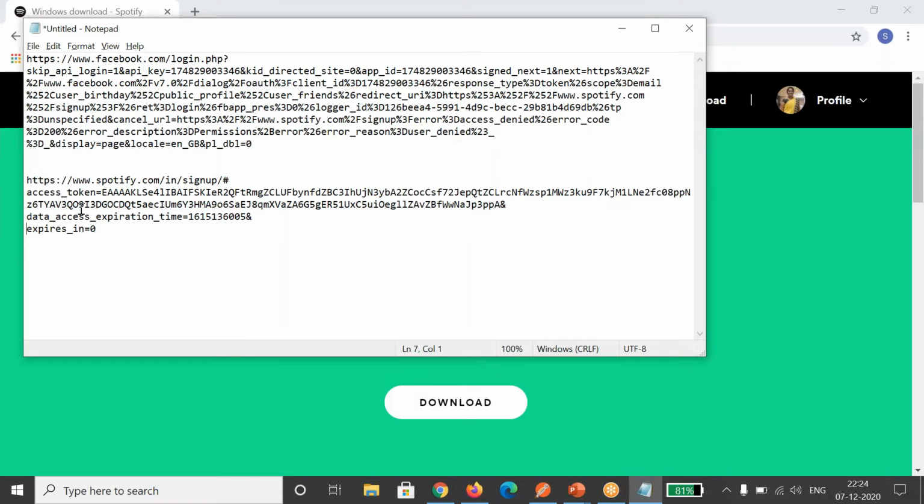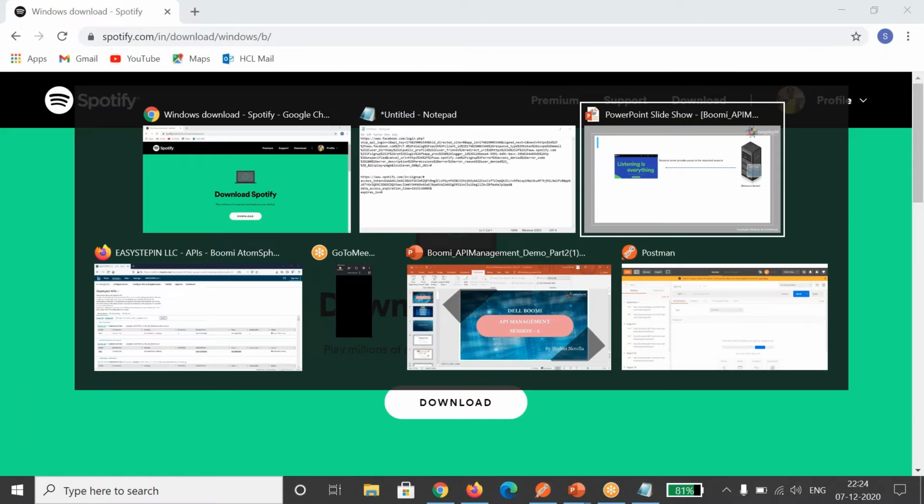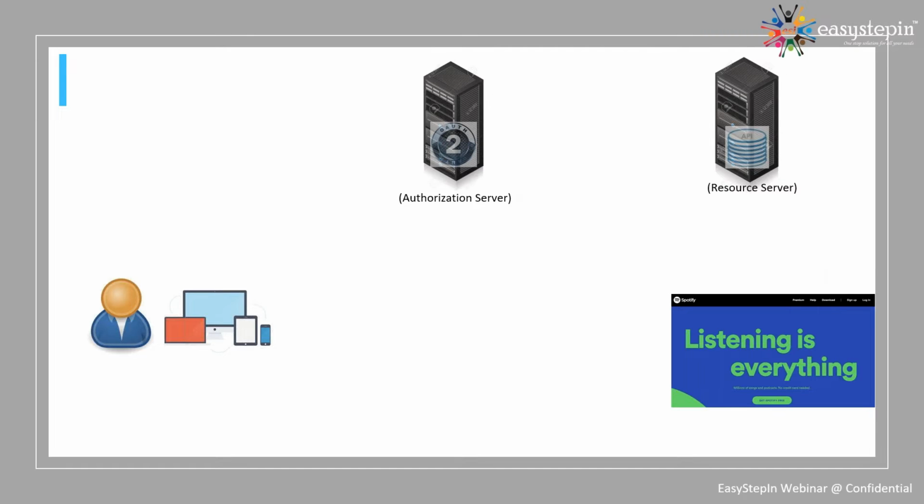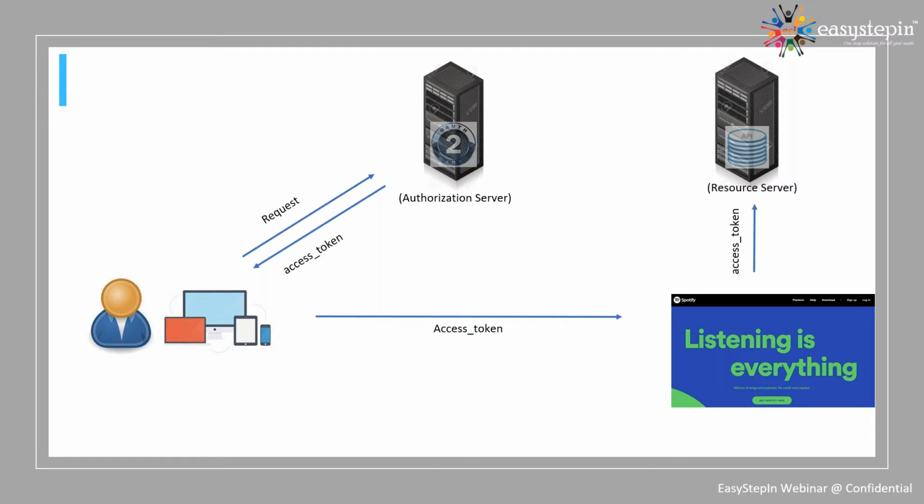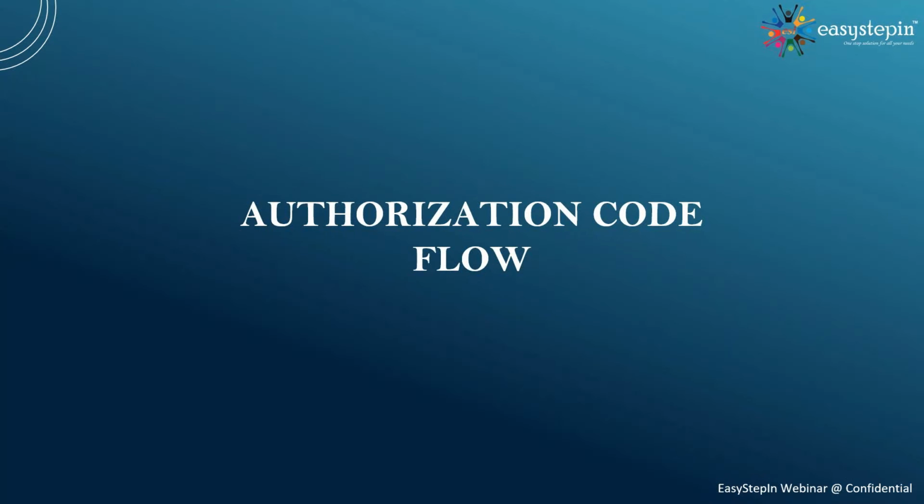Okay. So going back, let's now see at a high level what is happening. So you as a user send a request to the Facebook authorization server and Facebook then gives you the access token. So you are sharing this access token to the Spotify application server and the application server is sending the access token to the resource server. Resource server then shares the music files to the Spotify application. Clear? Yes, so that's about implicit flow.